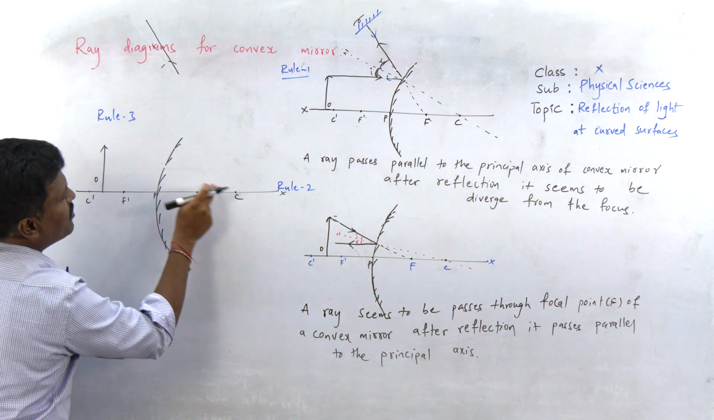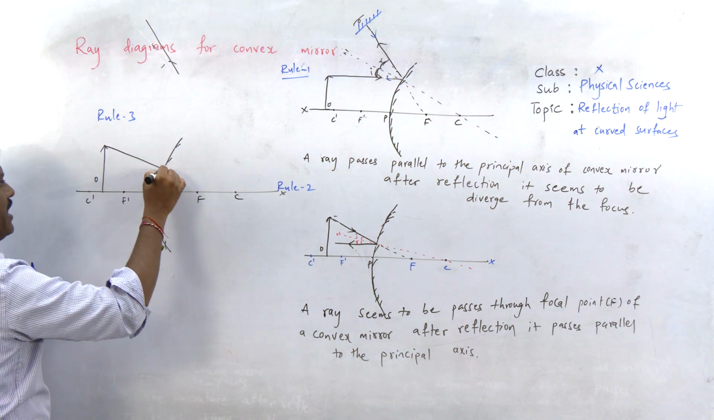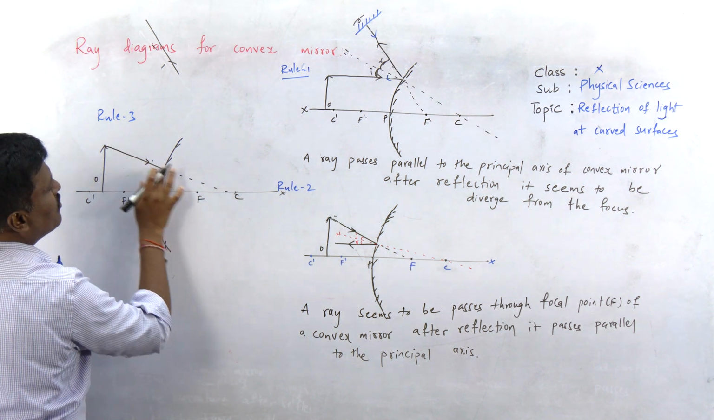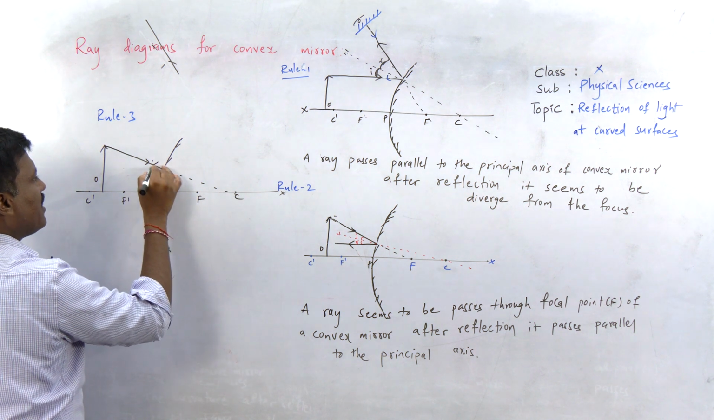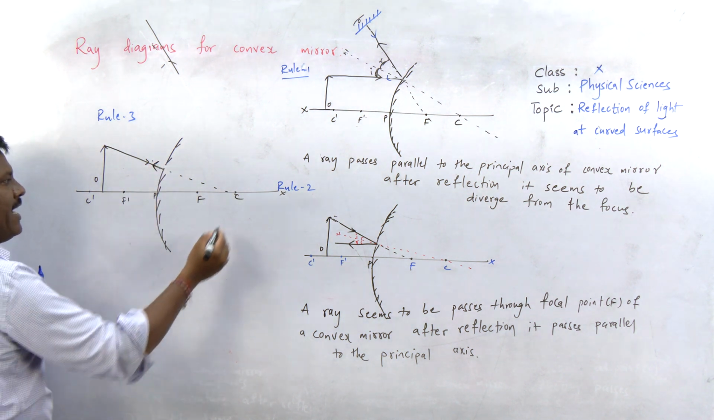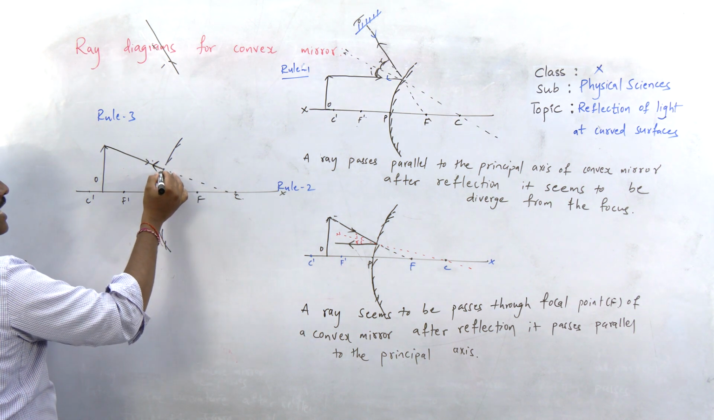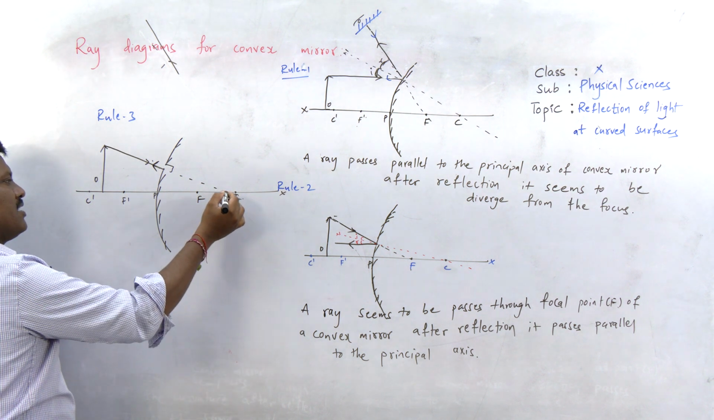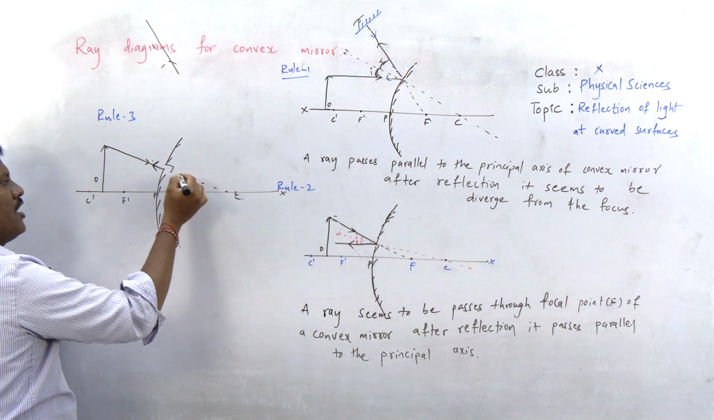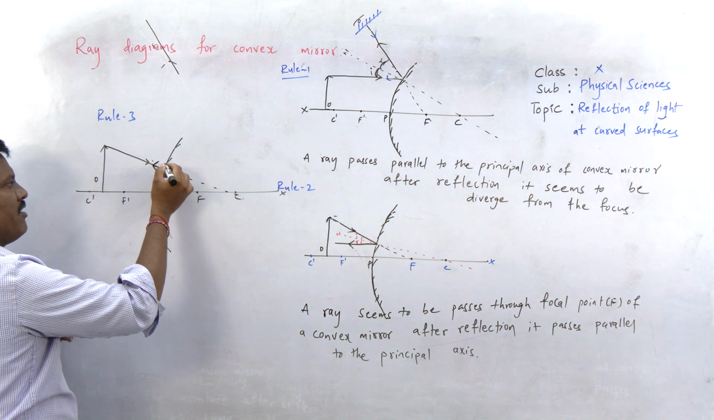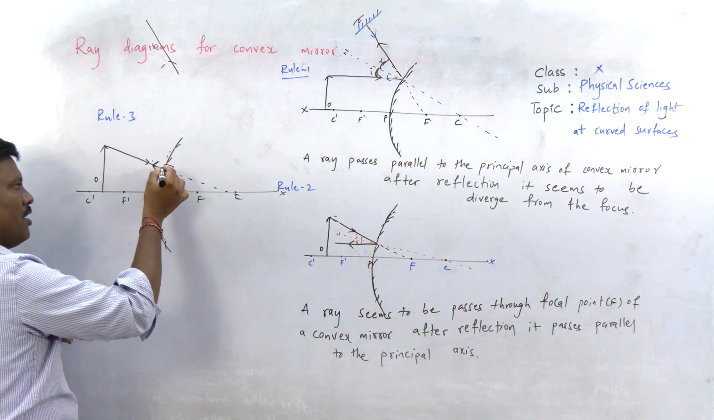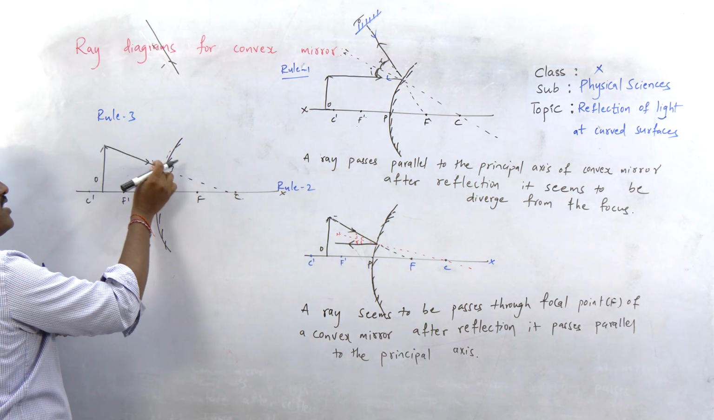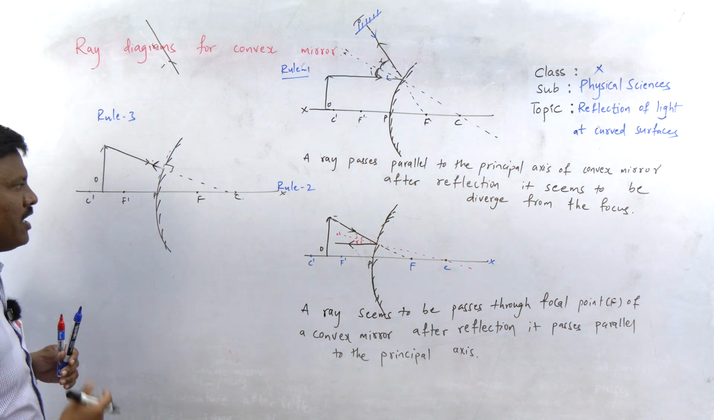Now I am taking the ray passing through the center of the curvature. A ray seems to pass through the center of the curvature. After reflection, it traces the same path. Why? Any ray passing through the center of the curvature, when you draw the tangent, it makes 90 degrees. So the ray passing through the center of the curvature, meeting the mirror at a point, when we draw the tangent at that point, the tangent is perpendicular to this. That means it is hitting perpendicular to the mirror. Then after reflection, what happens? It traces the same path. Okay?